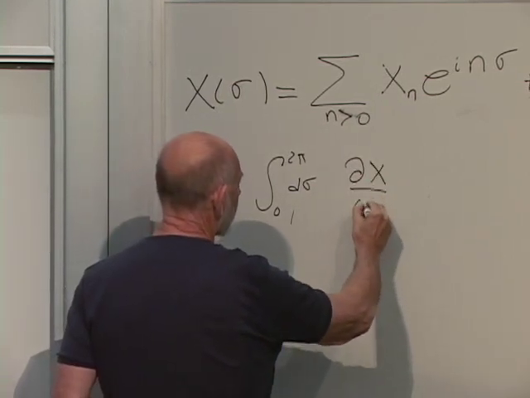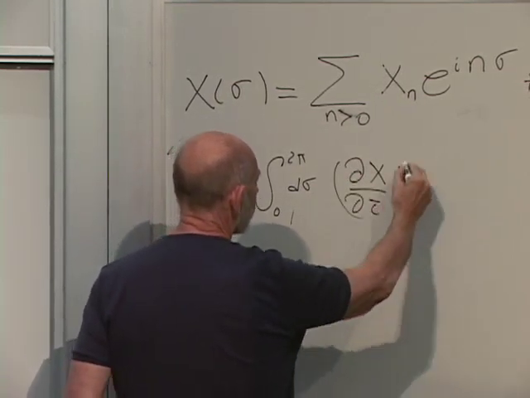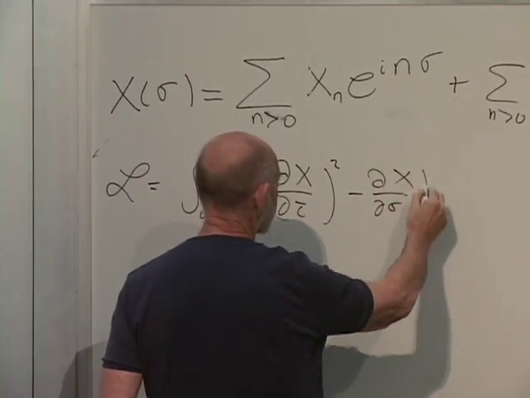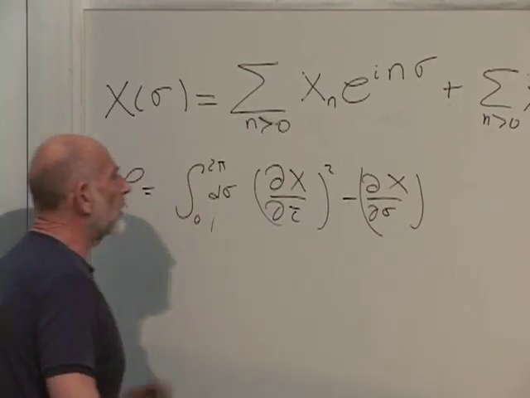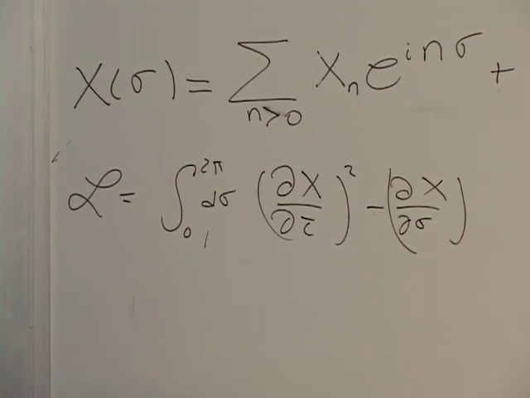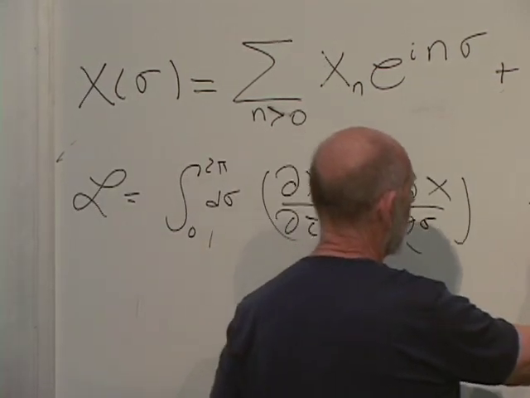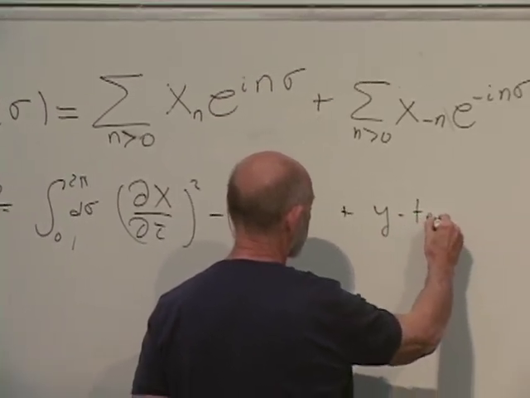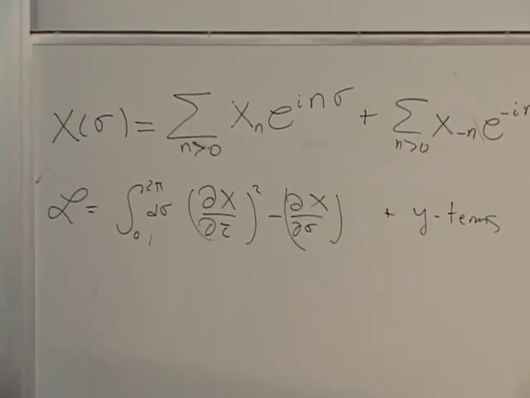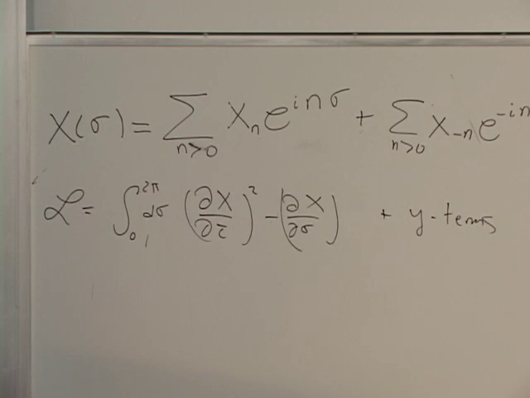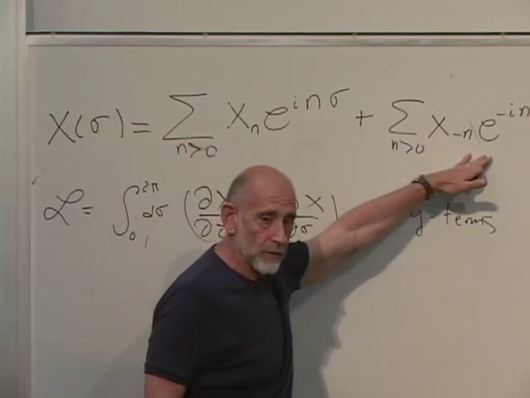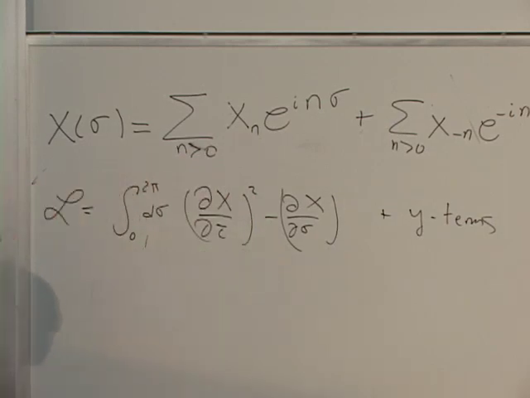Same thing as before: dx by d tau squared, tau is time, minus dx by d sigma squared. It's exactly what we wrote earlier. And we do the same thing for y, plus y terms of exactly the same kind. So we have now a decomposition of x into discrete Fourier modes. We have a Lagrangian.